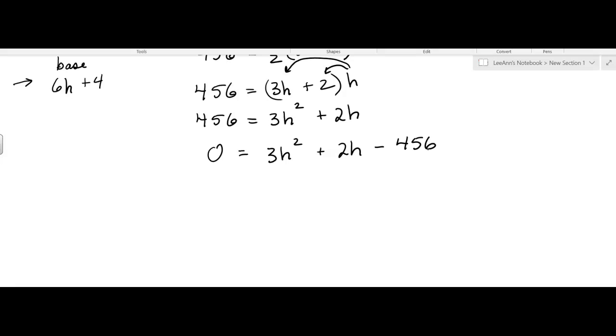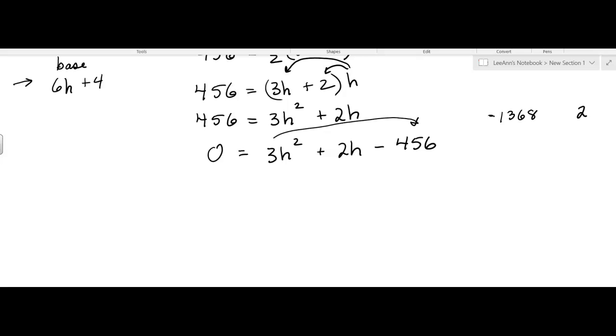I could try doing this with the AC method. So I'd have to go 3 times 456. So I'm going to pull out my calculator. 3 times 456, and I get 1368. And then I need to add to be 2. That's a negative, by the way, a negative 1368.